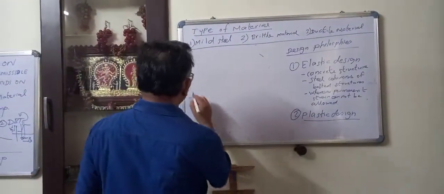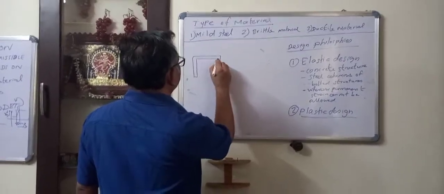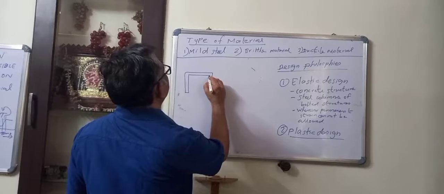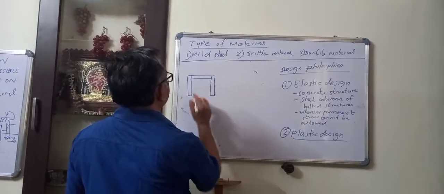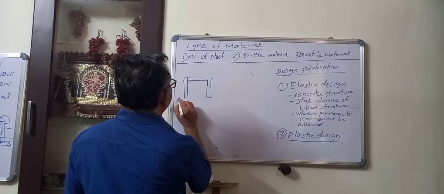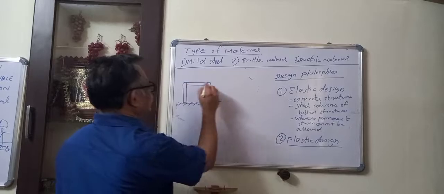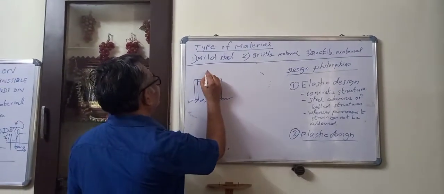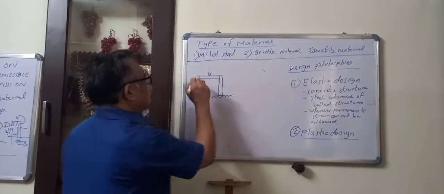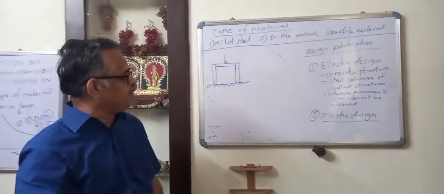Let us assume there is a column structure like this, and this is the ground. A structure like this, and a load is applied here. In this case, we can go for plastic design. How exactly? I will tell you.